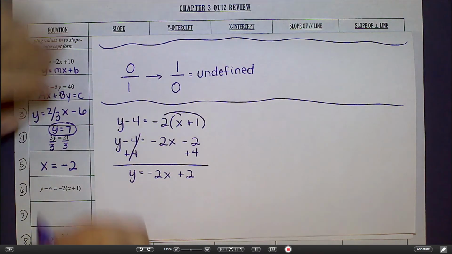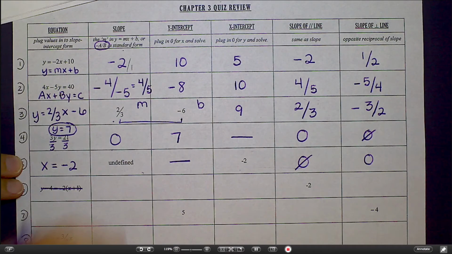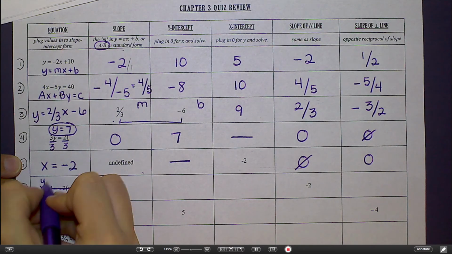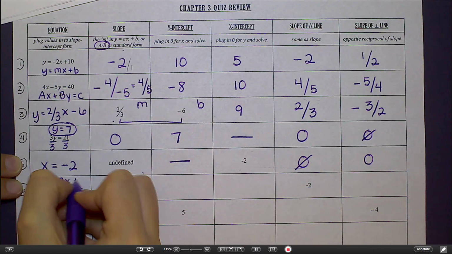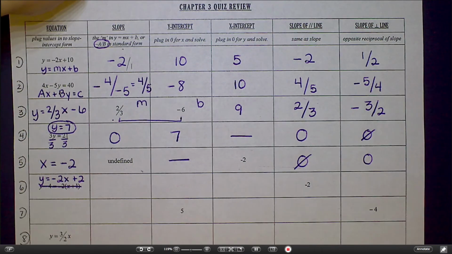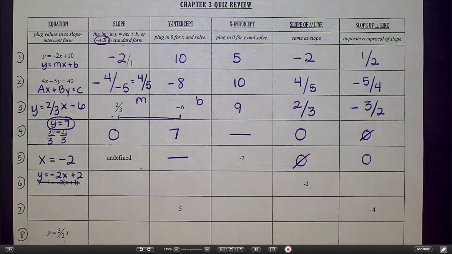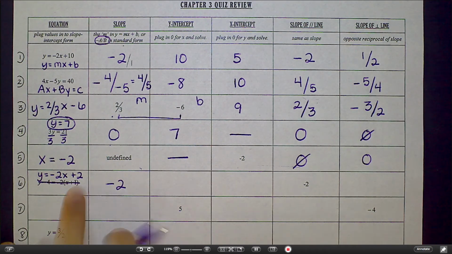So I'm just going to go back to number 6 here. I'm going to cross that equation out, and I'm going to write in the one that we just came up with. y equals negative 2x plus 2. That equation now is in slope-intercept form. So again, my slope and my y-intercept should be super easy to find. My slope is just the number in front of x, so it's negative 2. And my y-intercept is just positive 2, the plus 2 on the end there.